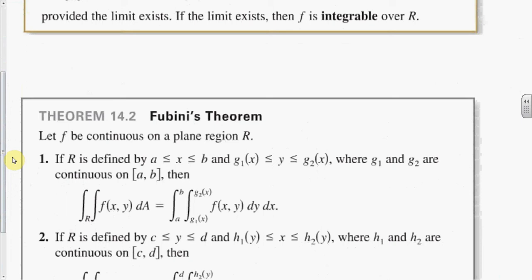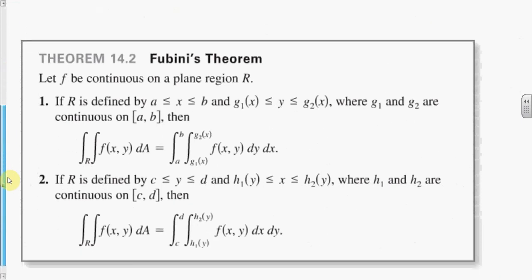Let f be a continuous function on some plane region R. f is defined for number one, basically the so-called vertically simple. R is defined by the lower and upper bound for x, a and b, and lower and upper bound for y, g sub 1 and g sub 2, where g1 and g2 are continuous on the closed interval [a, b]. And so we have exactly what we talked about yesterday from 14.1. And then number two, if it's horizontally simple, the same exact thing we talked about yesterday, but here we just put the formal name to it.